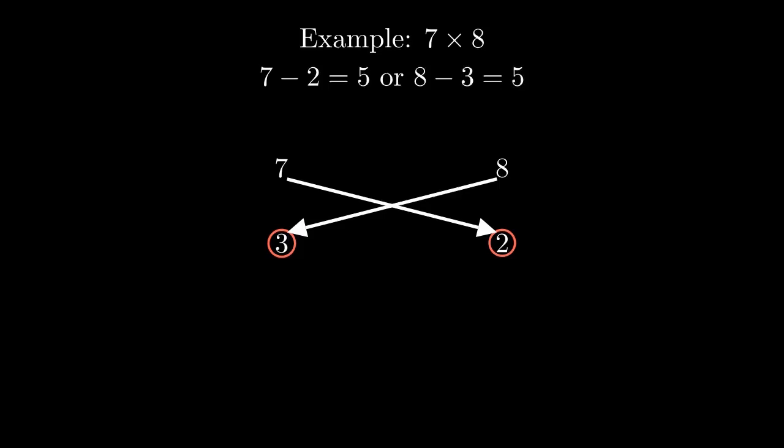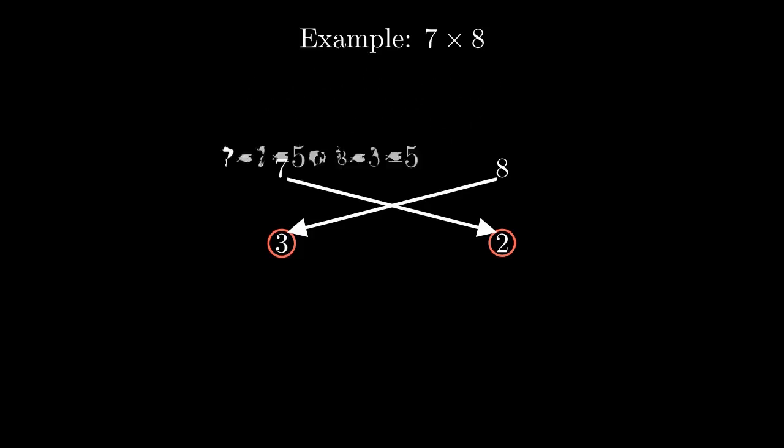Let's see. 7 minus 2 is 5. And 8 minus 3 is also 5. See? It works either way. This number, 5, is the first digit of our final answer. Let's write it down. We're almost there.